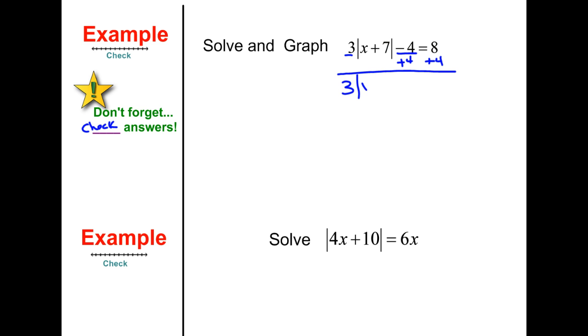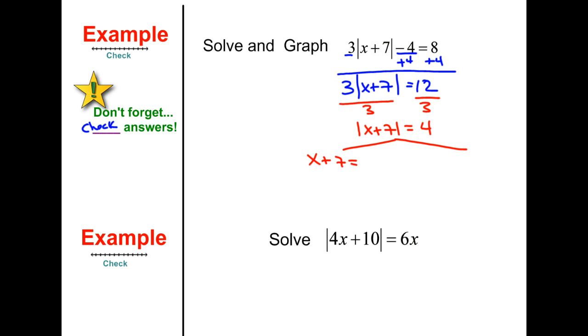So we get 3 times the absolute value of x plus 7 equals 12. Now to get rid of that 3, we need to divide by 3 on both sides. So we get the absolute value of x plus 7 equals 4. Now is where I split it up. So we get x plus 7 equals negative 4, or x plus 7 equals 4. Subtract 7, we just got rid of that 7. x equals negative 11, or x equals negative 3, if I subtract 7 on both sides.